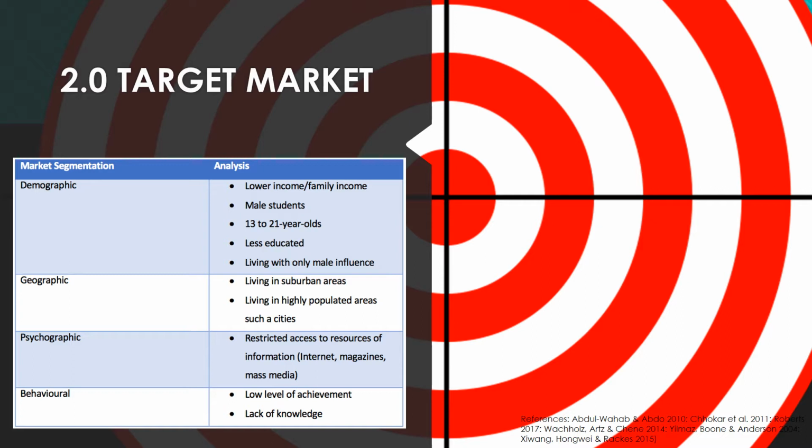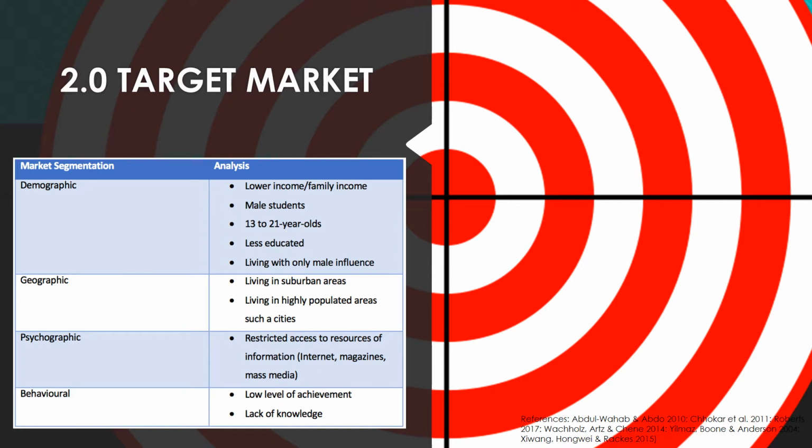The identified target market portrays the characteristics of being of a lower income or family income, male students aged between 13 and 21 years old, less educated, living with only one or primarily of male influence, living in suburban or highly populated areas such as large cities. The target market were found to have restricted access to resources of information such as internet, magazines, and mass media. The target market would also share behavioural characteristics of low levels of achievement and lack of knowledge. Though the market has restricted access to resources of information, studies have shown that the market spend roughly 8 to 10 hours daily on a mobile phone device.